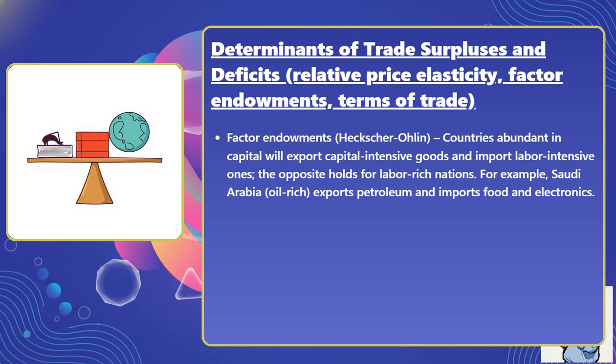Factor endowments. Heckscher-Ohlin. Countries abundant in capital will export capital-intensive goods and import labor-intensive ones. The opposite holds for labor-rich nations. For example, Saudi Arabia, oil-rich, exports petroleum and imports food and electronics.